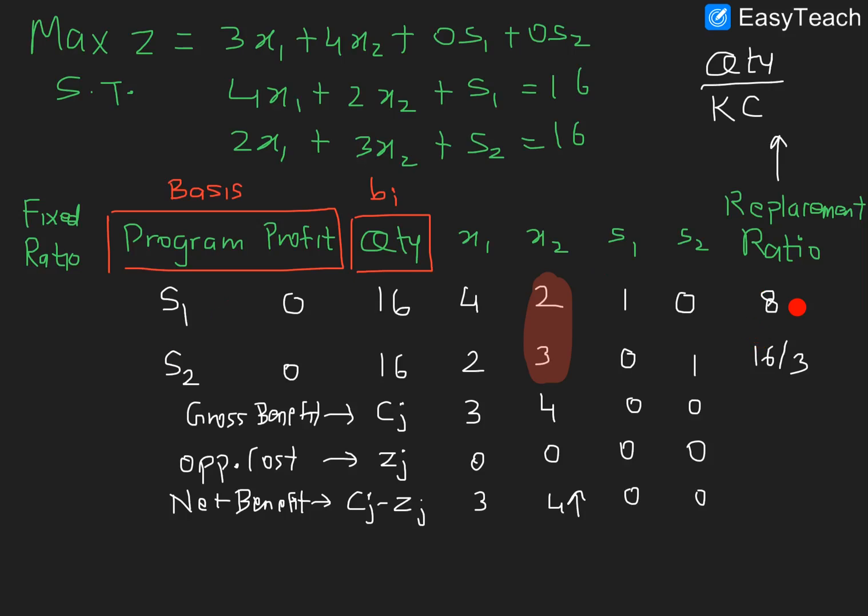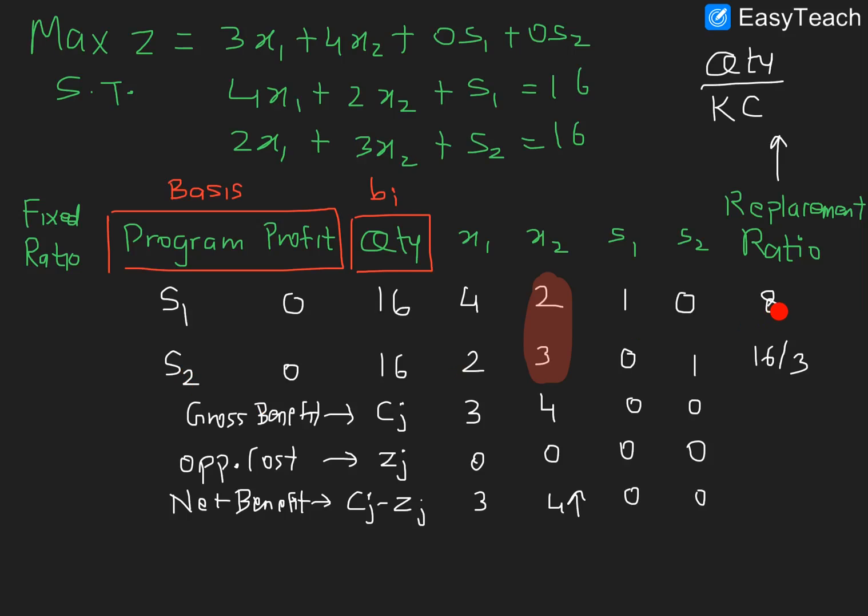So for S1 we say, if I want to fully consume raw material, I can produce 8 units of X2. If I want to fully consume my labor hours, I can produce 16 by 3 units of X2. So what will be my natural choice for selecting the number? Shall I fully consume my raw material, or shall I fully consume my laborers?